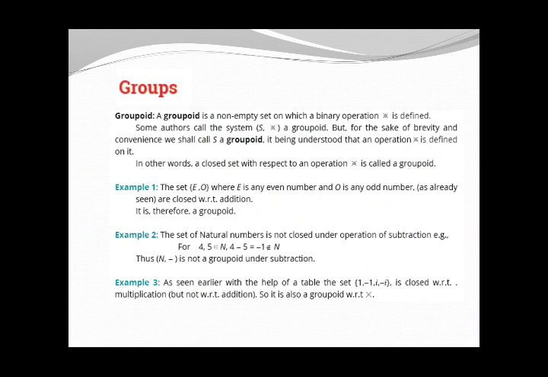Next example is the natural numbers with respect to subtraction. We have two numbers 4 and 5. 4 minus 5 is equal to -1, which does not belong to N. Therefore N, the natural numbers, with the binary operation minus is not a groupoid under subtraction.